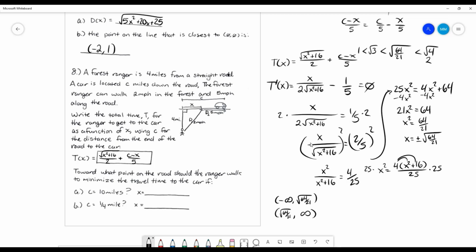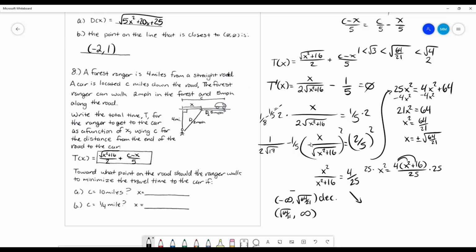If I plug in a 1, I get 1 over 2 times the square root of 17, minus 1/5. The square root of 17 is a little bit bigger than 4, so this would be about 1/8 minus 1/5. It's not exactly 1/8, but it's about 1/8, because 2 times something a little bigger than 4 is going to be at least that. 1/8 is smaller than 1/5, so that is negative. So we are decreasing here, going down.